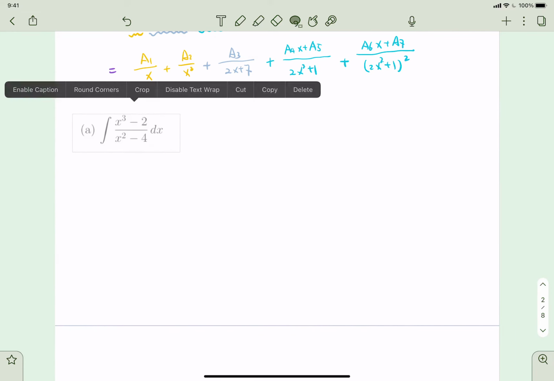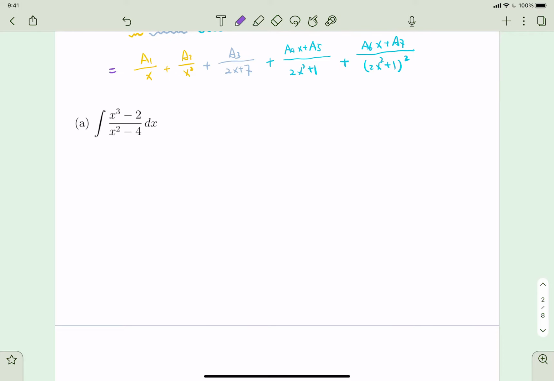Okay, we need to handle this expression first: x cubed minus 2 divided by x squared minus 4. Check the power, right? The power on the top is greater than the power in the bottom, so it's not good. So we can reduce it: x cubed minus 4x, and then plus 4x minus 2.